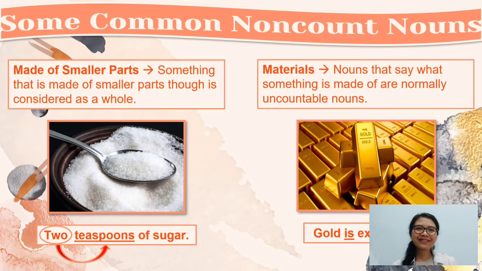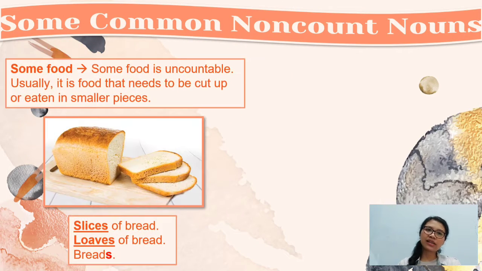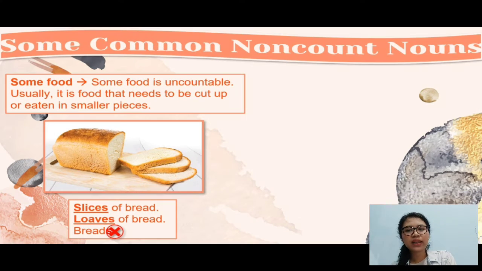And the next is, as we have seen, some food is uncountable. Usually it is food that needs to be cut off or eaten in smaller pieces. For example, bread, fish, cheese, chocolate, and meat. For example, in this slide, bread. Bread is an uncountable noun. You can count slices of bread.